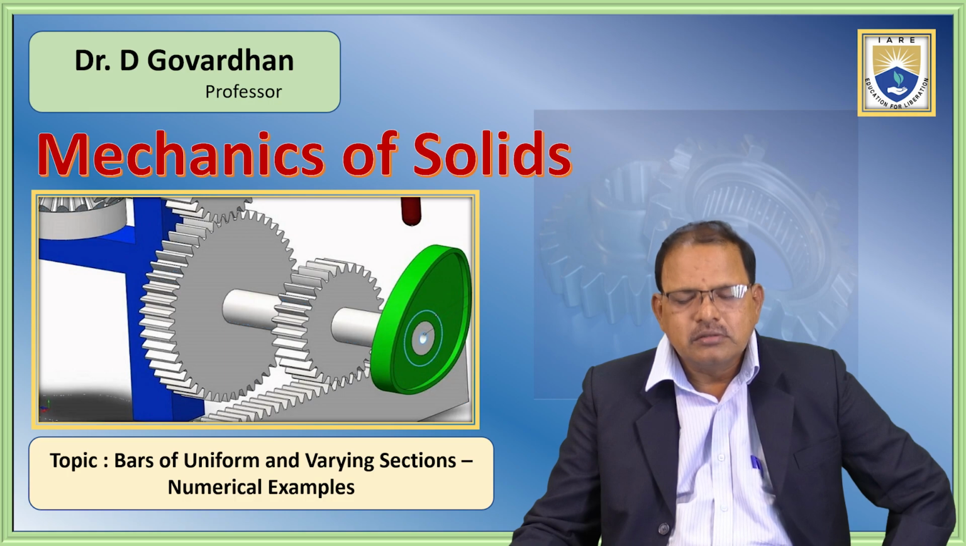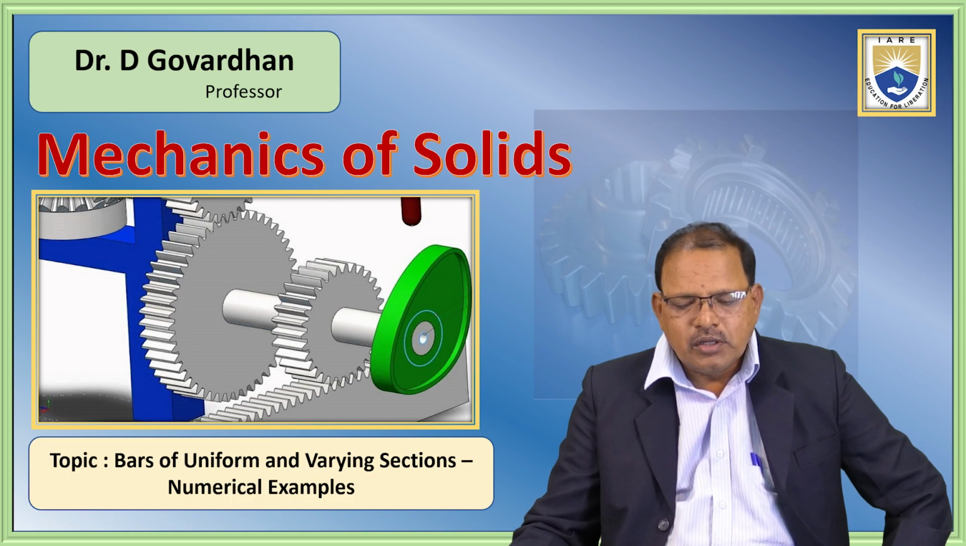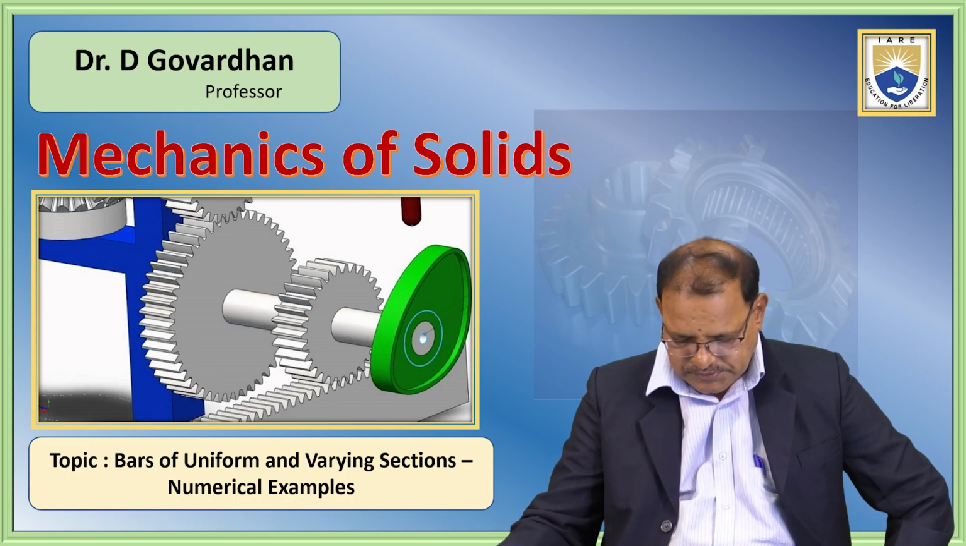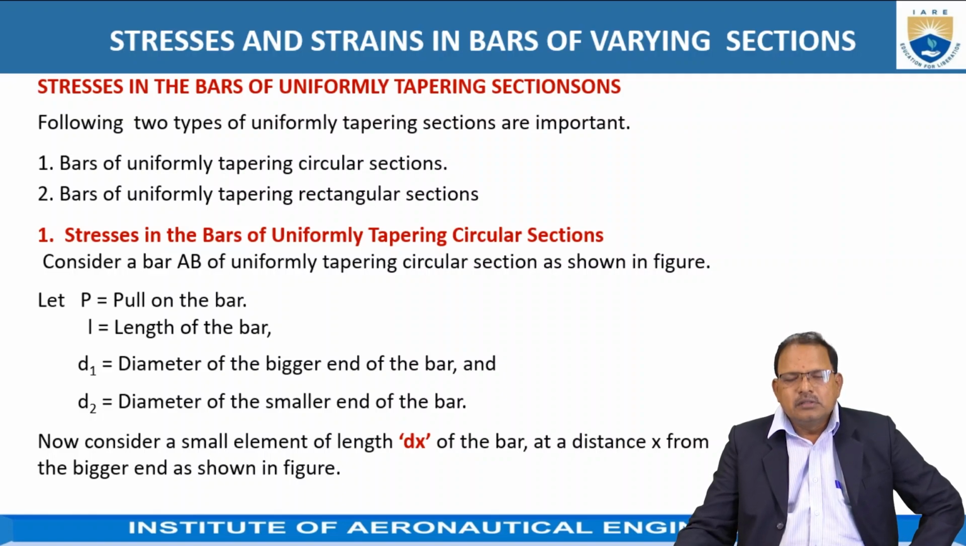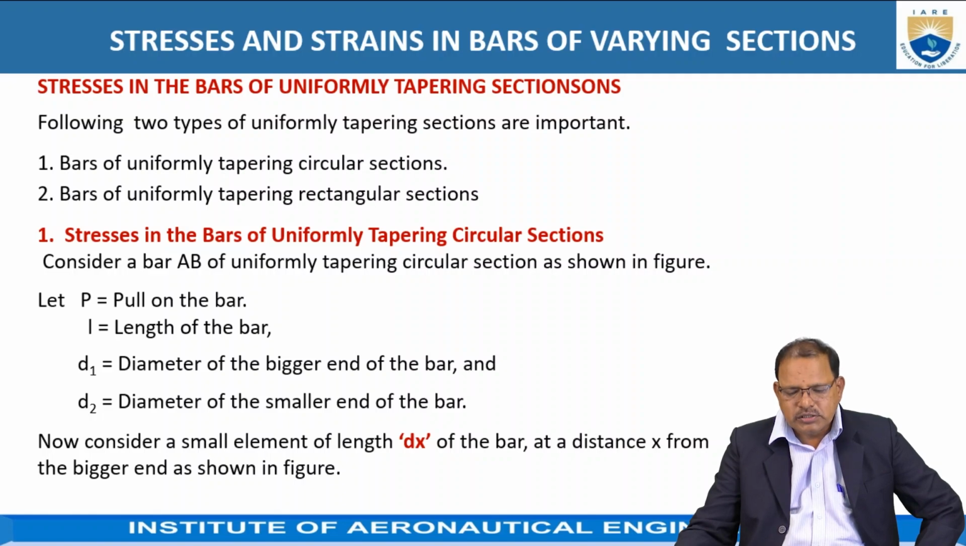Today we are discussing bars of uniform and varying cross-section, numerical problems in mechanics of solids. The stresses in the bars of uniformly tapering sections. There are two types. We are considering sections which are uniformly tapering. One is bars of uniformly tapering circular section. The second one is uniformly tapering rectangular sections.